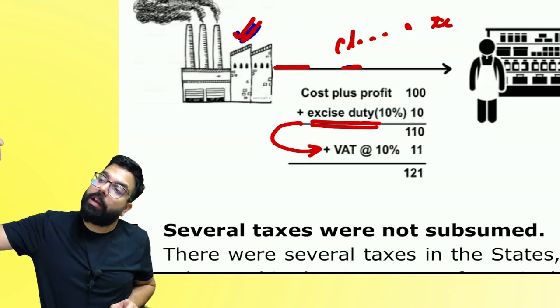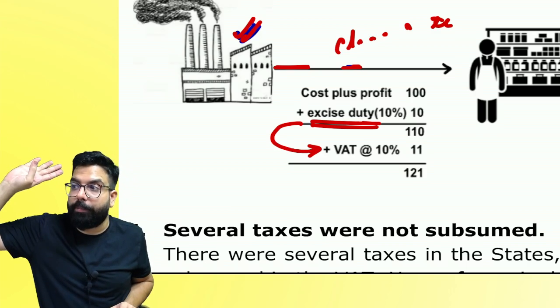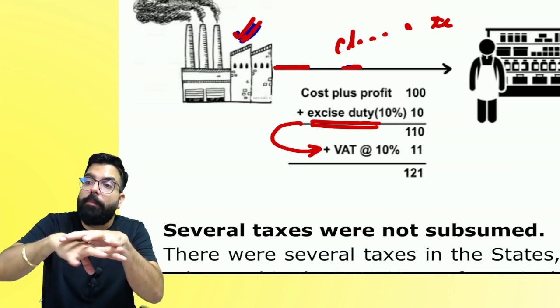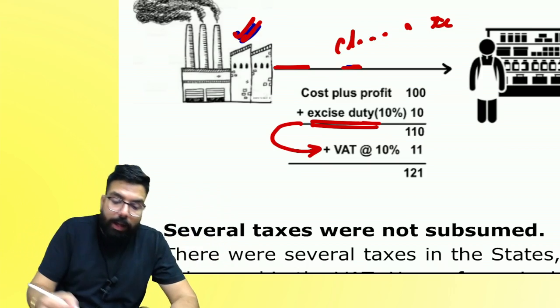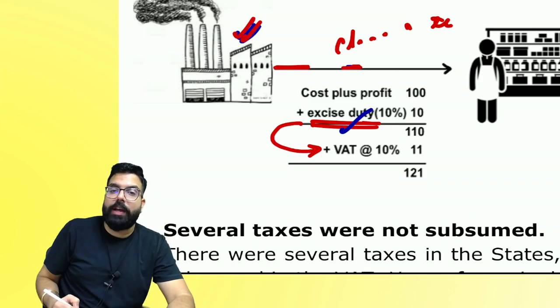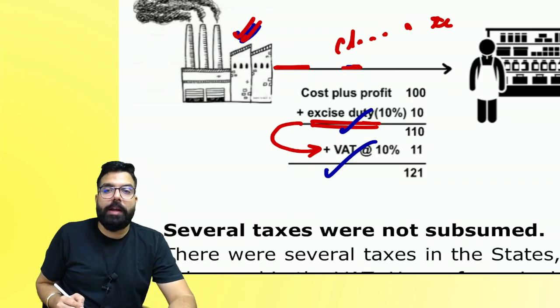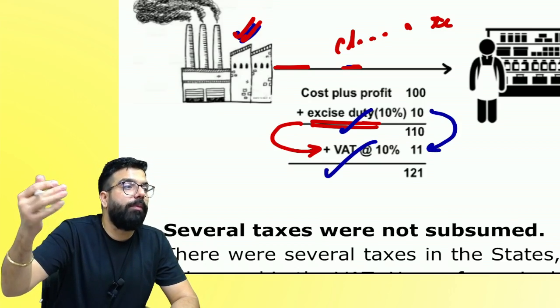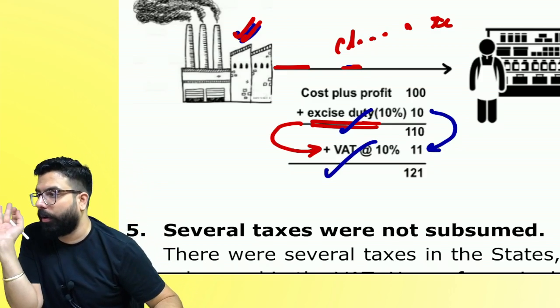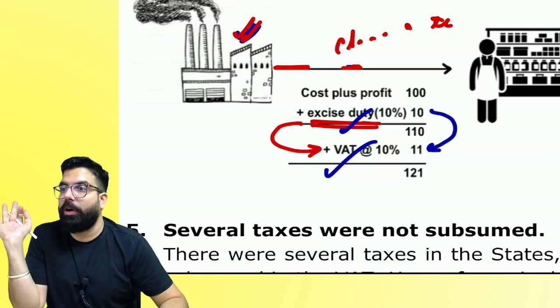See, a rich person can afford anything, even if it is becoming expensive. But the government has to see from everyone's point of view that things should not become expensive. And in the earlier tax system, because excise was there, VAT was there, what was happening, everyone? Excise is paid, VAT is charged, tax on tax was there, which is a bad situation for the consumer. Are we clear, everyone? Next.